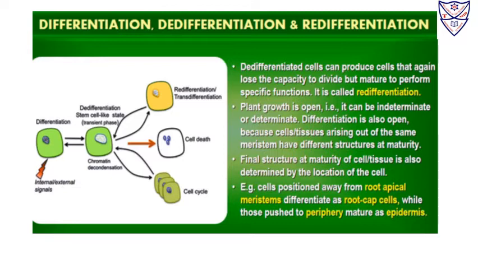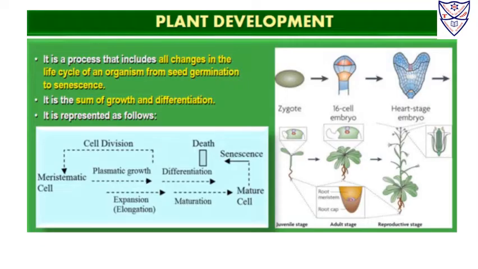Plant growth is open, that is, it can be indeterminate or determinate. Differentiation is also open because cells and tissues arising out of the same meristem have different structures at maturity. The final structure at maturity of the cell or tissue is also determined by the location of the cell. Example, cells positioned away from the root apical meristem differentiate as root cap cells, while those pushed to the periphery mature as the epidermis.